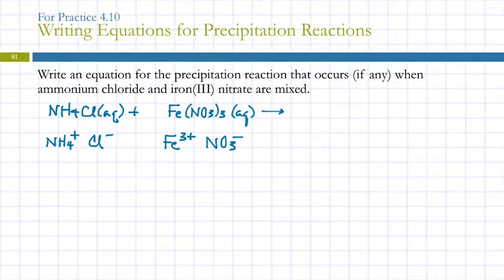There are my reactants. Now I need to predict the products. Remember the analogy of people going to a party and mingling?